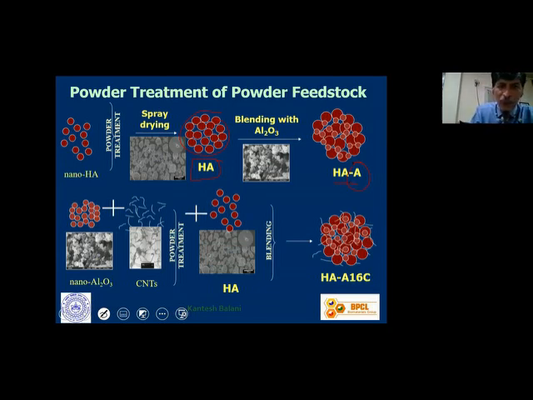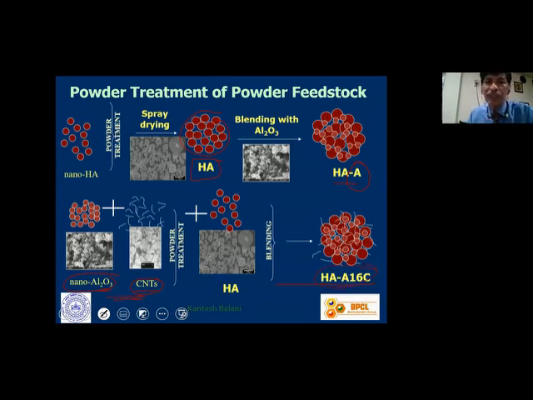In the third composition, we have taken some carbon nanotube. We have mixed it with aluminum oxide. So we have totally 20% weight. Out of that, we have 1.6% weight carbon nanotube and remaining is nano aluminum oxide. So total weight content is still 20% weight. And we say it as A16C. It is 1.6% weight carbon, 18.4% aluminum oxide, and remaining is hydroxyapatite.